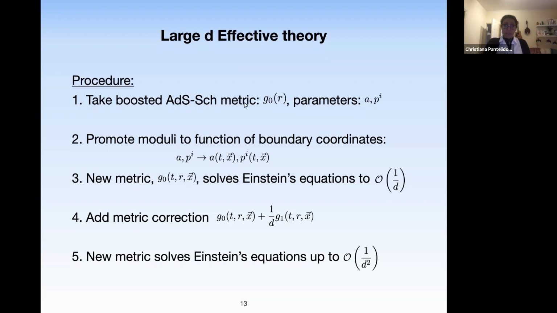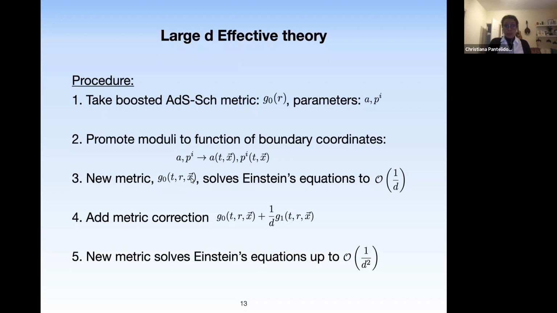as well as the radial coordinate in AdS. Now, if we promote these two constants to functions of the boundary coordinates, so if we take A and P to be functions of t and x like here, we get a new metric, G0, that now not only depends on r, but it also depends on t and x. And if we plug it into Einstein equations, we'll see that the Einstein equations will not be satisfied anymore, but instead they will have an error of order 1 over D.